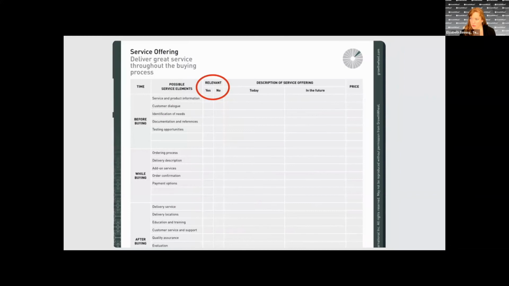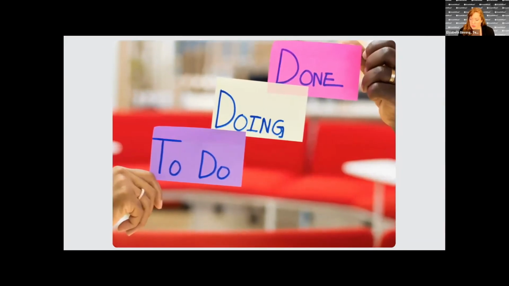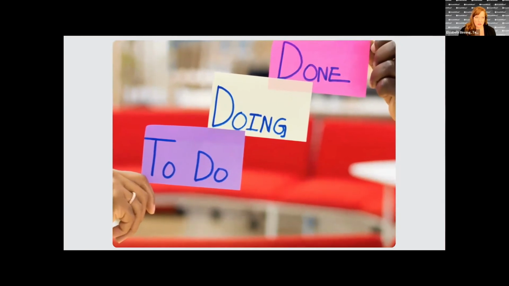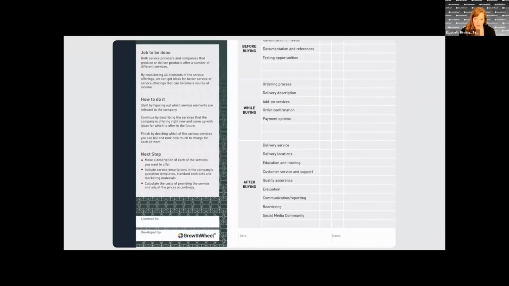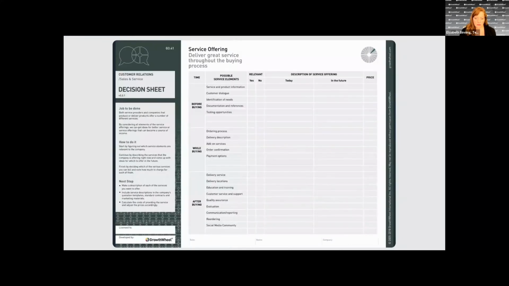Get started by figuring out which service elements are relevant to the company. Continue by describing the services that the company is offering right now and come up with ideas for which to offer in the future. Finish by deciding which of the various services you can bill and note how much to charge for each of them. Next, take some action steps. Make a description of each of the services you want to offer. Include service descriptions in the company's quotation templates, standard contracts, and marketing materials. Calculate the cost of providing the service and adjust your prices accordingly. And that was a quick introduction to the service offering GrowthWheel decision sheet.